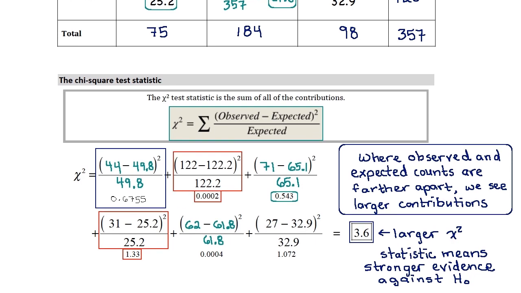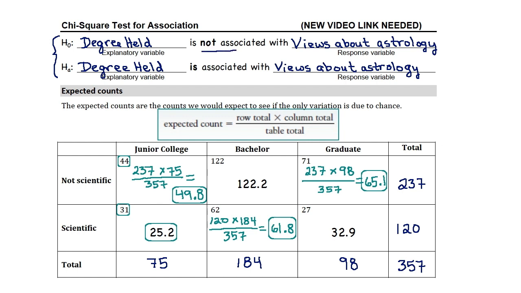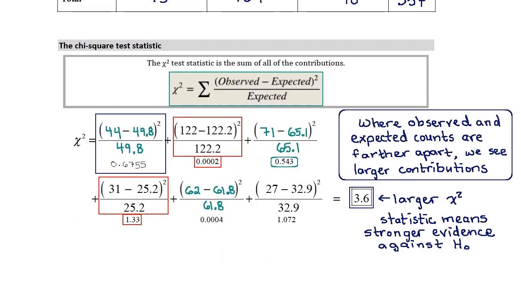So this all makes sense because, again, we remember that our null hypothesis is that there is no association between the degree held and the views about astrology. Our expected counts are what we would expect these numbers to be if there is no association, and we see larger contributions to chi-square when the observed and expected counts are farther apart from each other. Since that's true for each contribution, it holds true for the whole chi-square statistic as well, that the farther apart these are in general, the larger chi-square test statistic we're going to see.